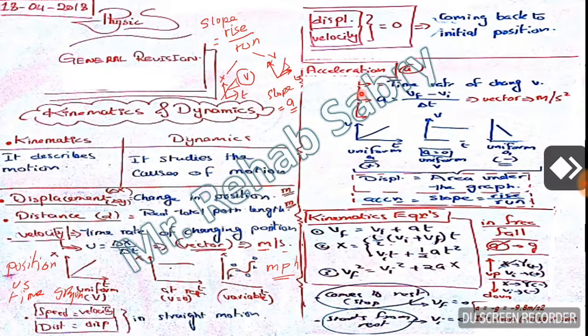The acceleration is the change in velocity, which is v final minus v initial, divided by delta t. What's v final? It's the final velocity. What's vi? It's the initial velocity. What's delta t? Delta t is the time interval. What about the measuring unit? The unit is meter per second, because the velocity is meter per second, and time is another second in the denominator, so the acceleration is meter per second squared.